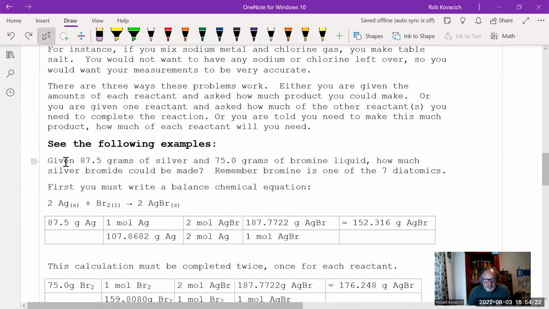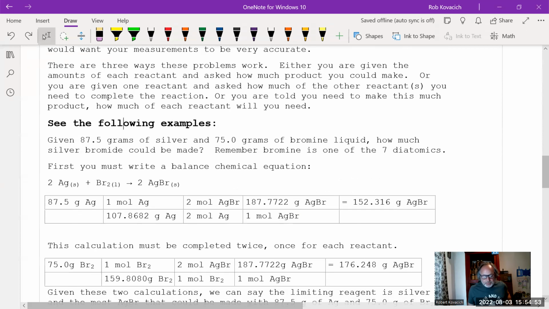So here's my example. Here's the chemical reaction. Silver metal is going to react with bromine liquid, and I'm going to make silver bromide. I'm going to start with 87.5 grams of silver and 75 grams of bromine liquid. How much silver bromide can I make? Well, the issue is one of those two substances is going to run out before the other, and that's what makes this a limiting reagent problem. I'm going to have to figure out who runs out first.